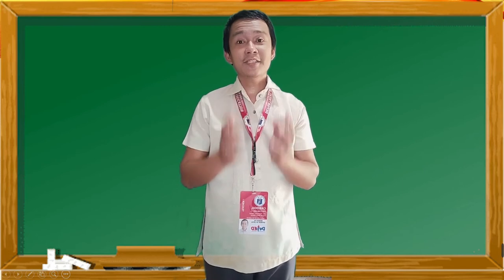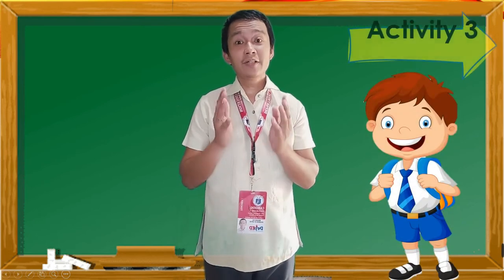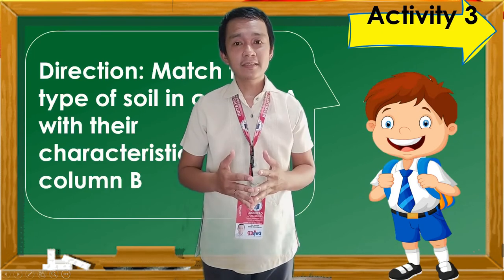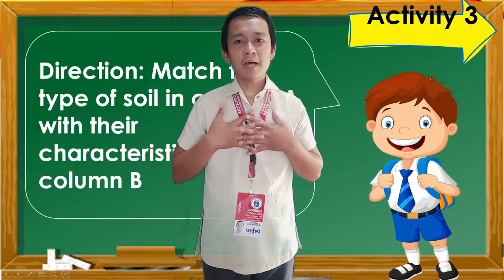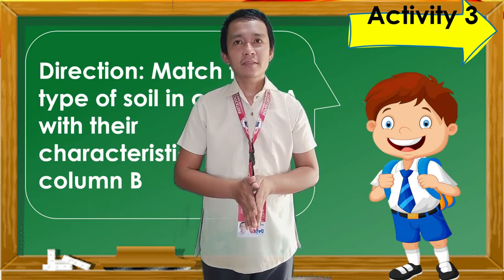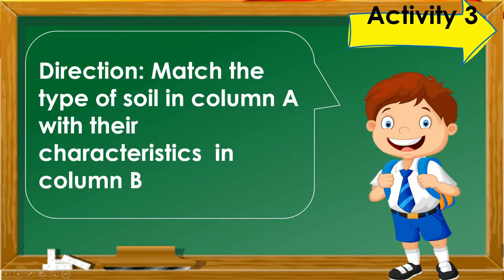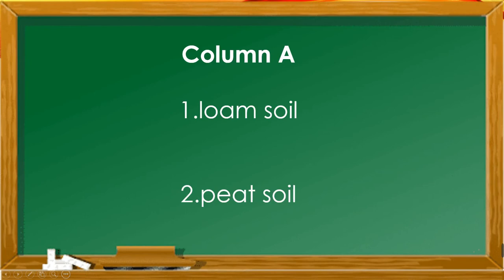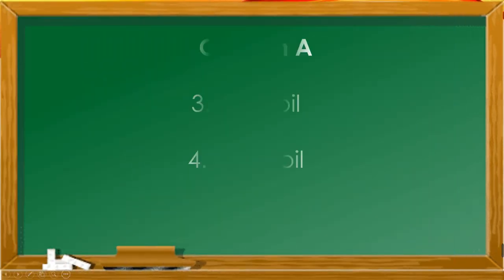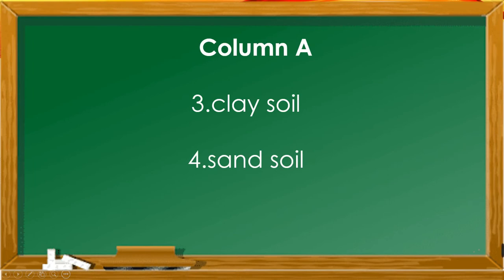Now, let's have another activity. Are you ready? Come on, let's begin. I am very much positive that you can do it. Direction. Match the type of soil in column A with their characteristic in column B. Number 1. Column A, loam soil. Number 2, peat soil. Number 3, clay soil. Number 4, sandy soil. And number 5, silt soil.